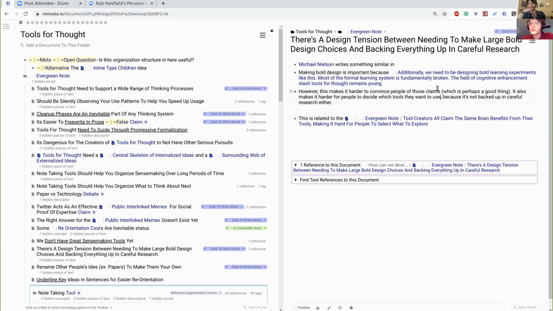I marked this one as more of a stub because this definitely doesn't seem like it's in a readable state yet. Most of my goal when writing these evergreen notes is to try to find core ideas that I can then internalize with spaced repetition, is maybe one way to phrase it.